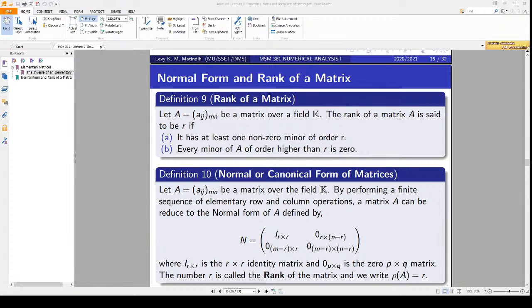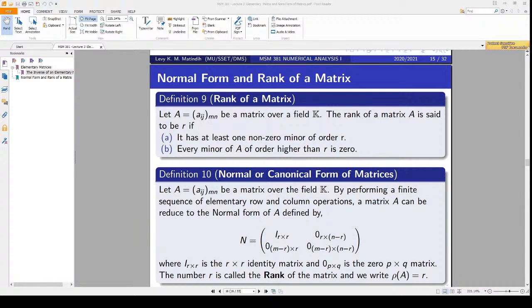So, if we have an m by n matrix A over a field K, then the rank of the matrix A is said to be R if it has at least one non-zero minor of order R.